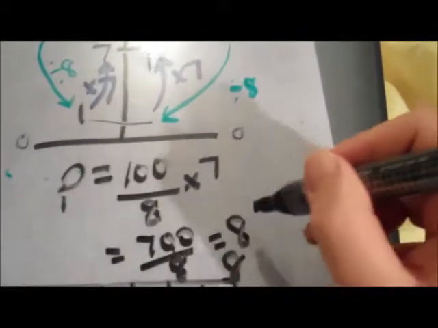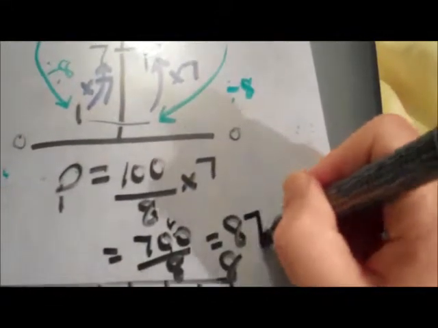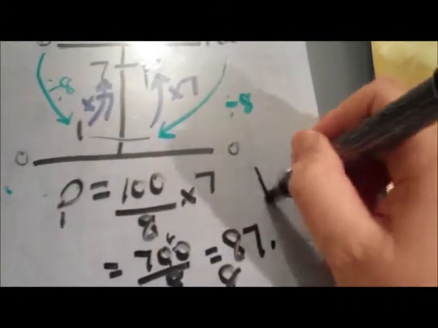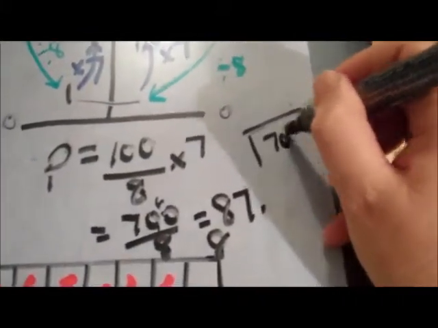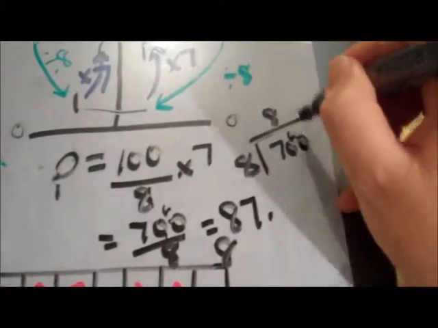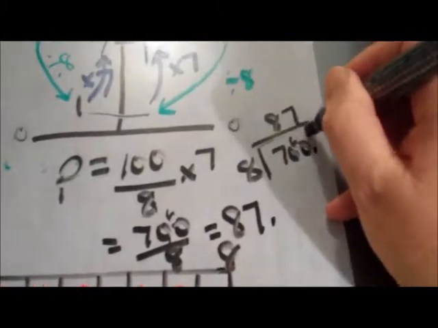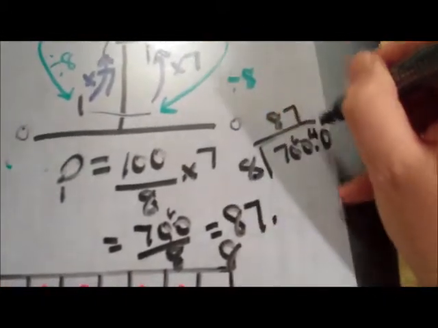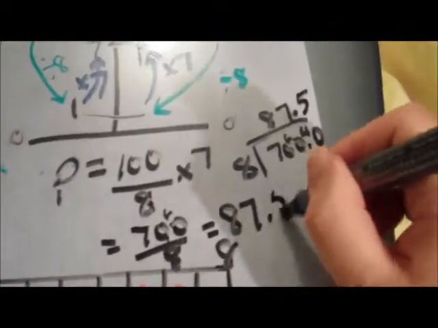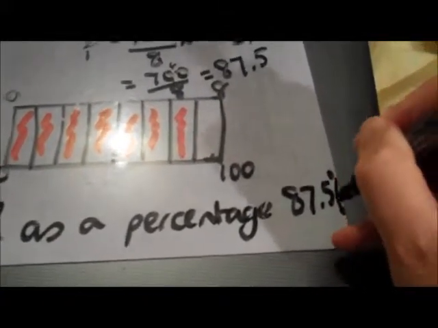So 8 goes into 70. 8 eights are 64, so there'd be 6 left over. 8 into 60 goes 7, and there would be 4 left over. 56 is 7 eights, so there would be 4 left over. How many times does 8 go into 40? It's 5. So 7/8 as a percentage is 87.5%.